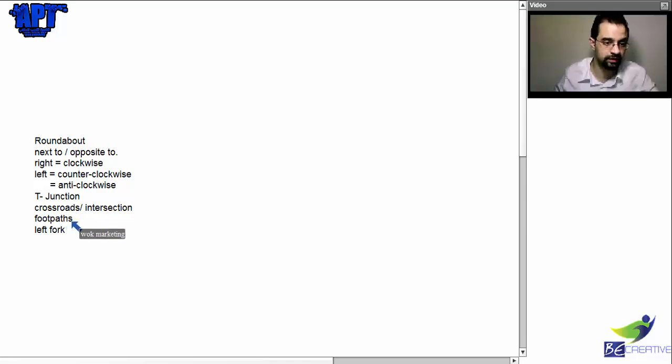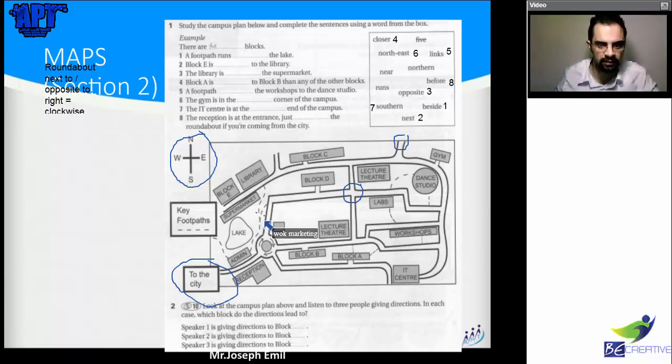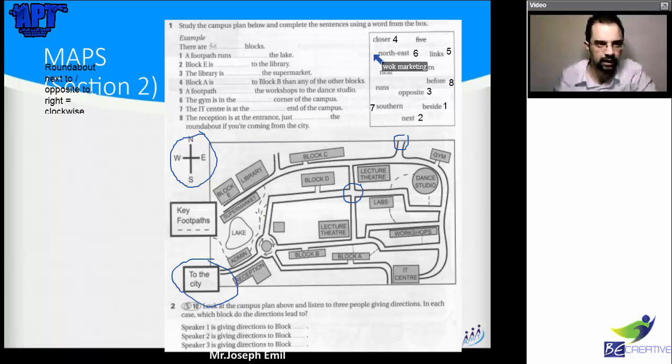They say crossroad, not intersection. They used the word footpaths a lot. Left fork, I'll explain it in the slide here. They were talking about these 2 paths that split from one path. So it's like a fork, one stick that splits to 2. Anyway, let's take a look here at the first direction.